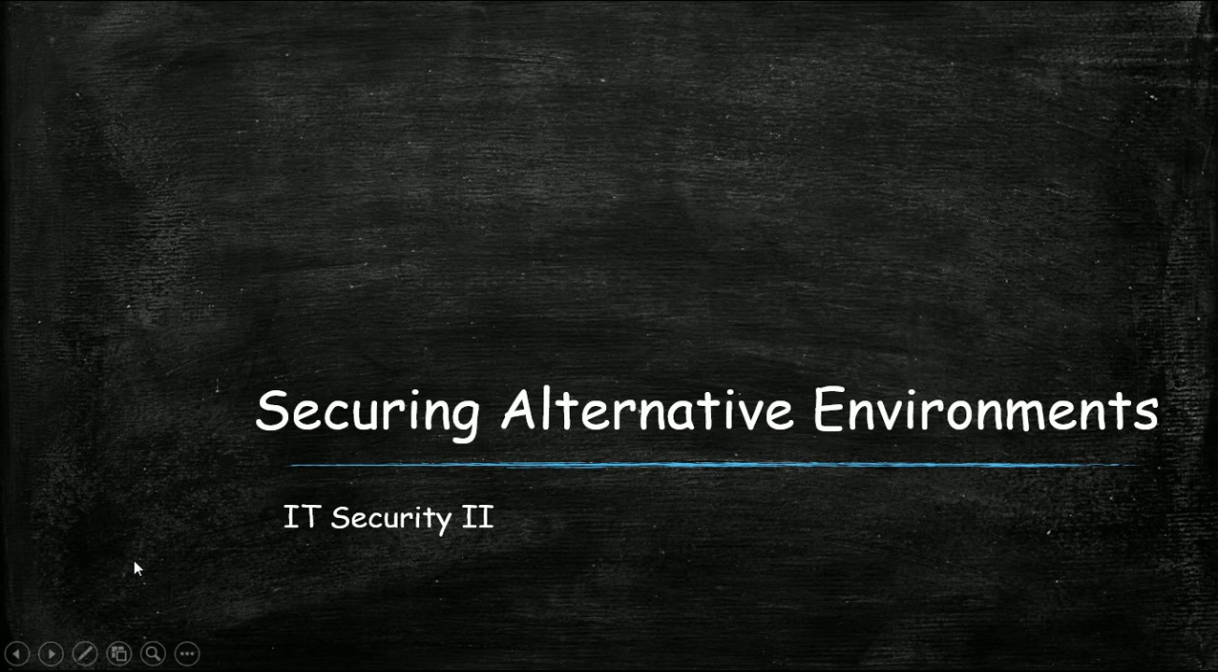Up until now in this course, we've discussed mostly securing computers and servers. We even talked about mobile devices. But in this unit, we take a look at other types of devices and other types of environments that we may not necessarily always think about when we think about securing computer networks, because a lot of these things don't appear to be computers. So these are alternative environments.